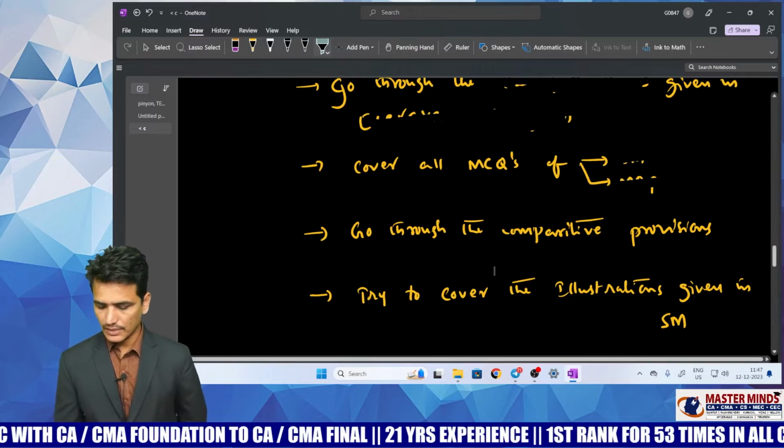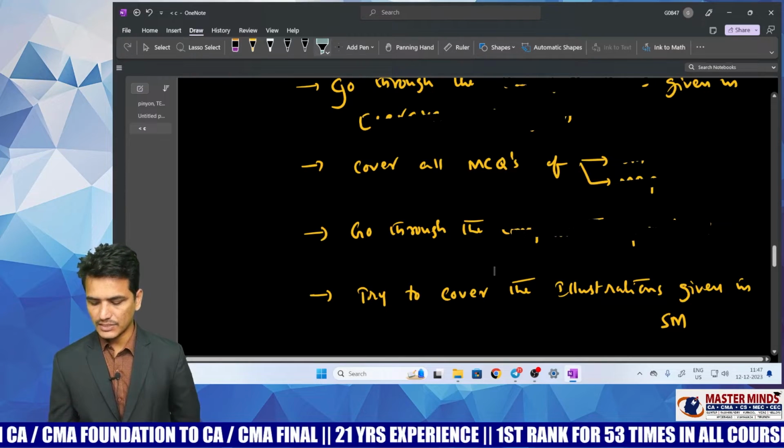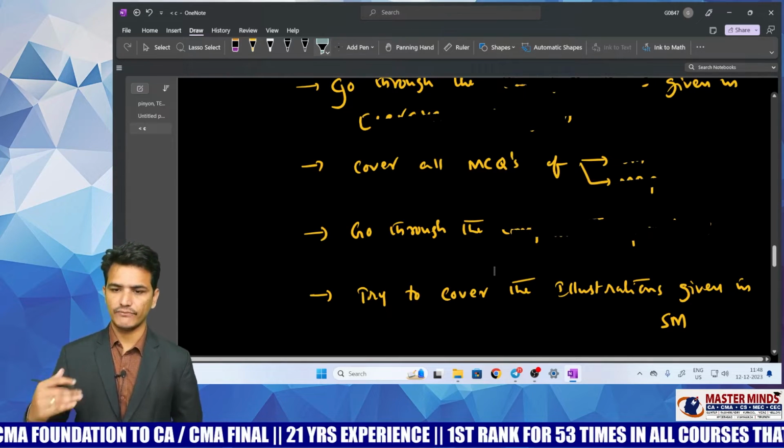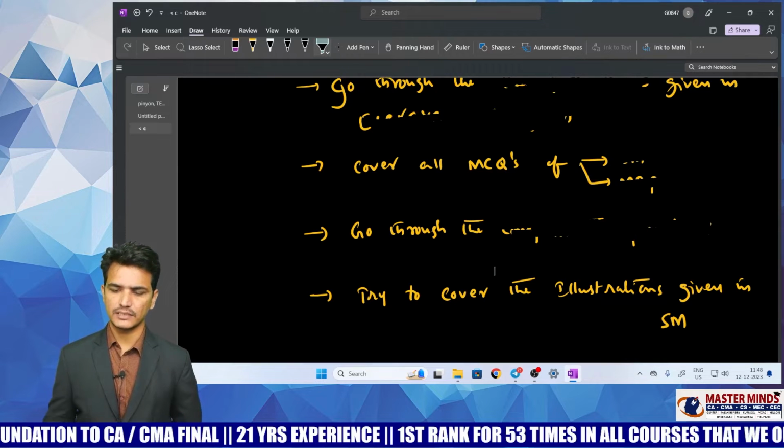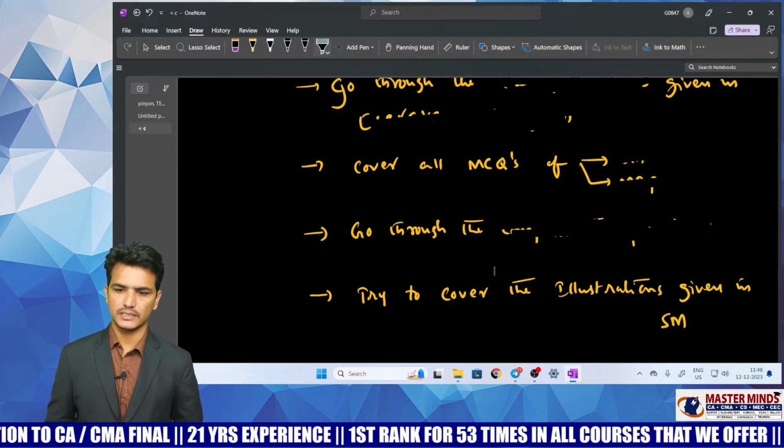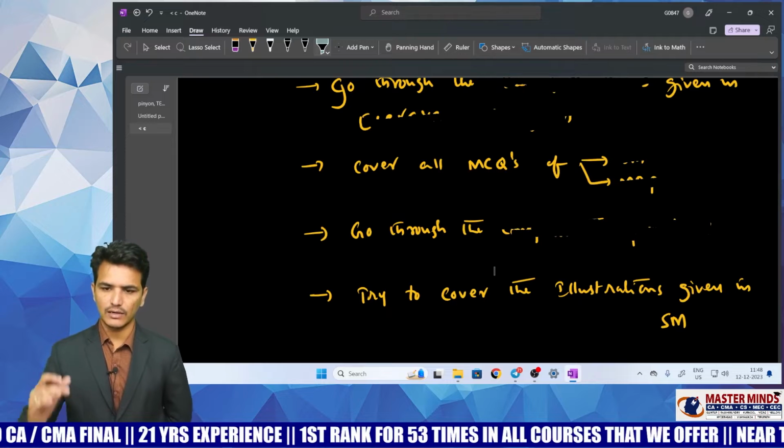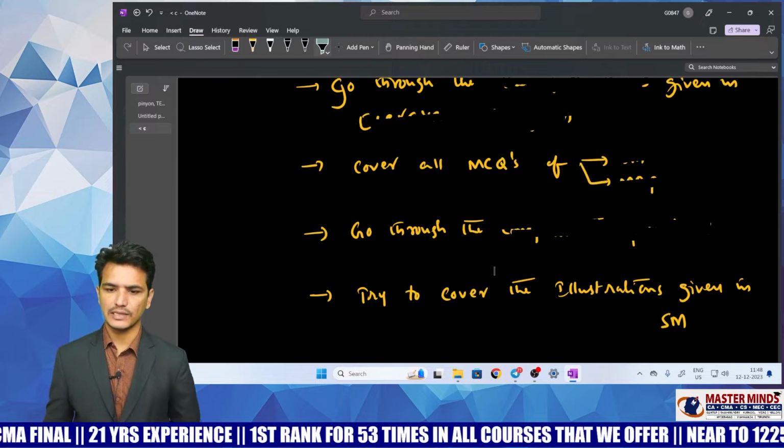Next, go through the comparative provisions given in each and every Ind AS, that is, the difference between AS and Ind AS. Based on that, a question is going to be tested. So better you cover all the comparative provisions in respect of all the Ind AS.